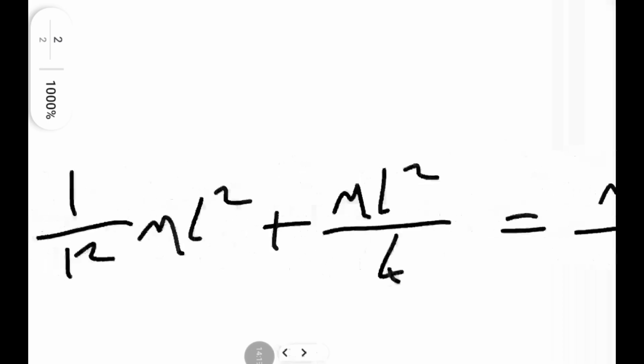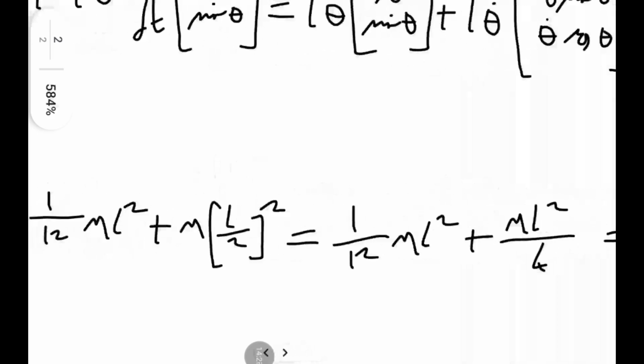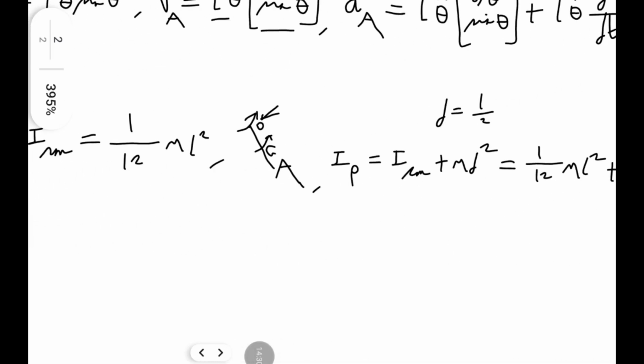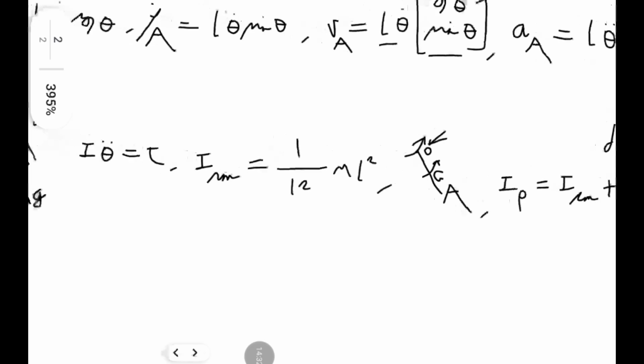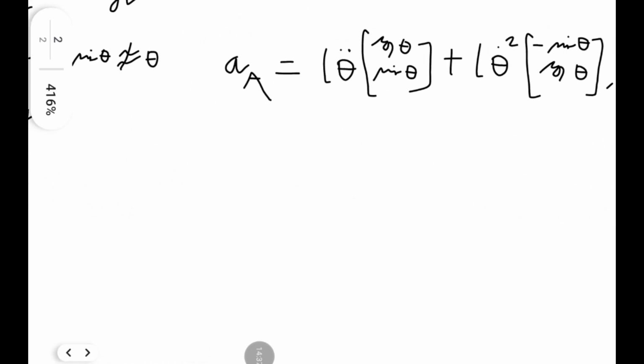They're both ml squared, so we can collect those, and it's going to be ml squared over 3, and that is what the moment of inertia is for the pivot. Let's go here. I've written a lot, haven't I? Right.